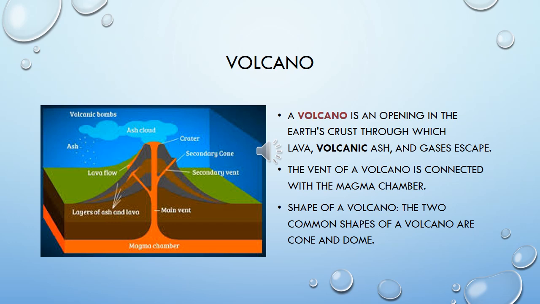Ash is also shown, a cloud is shown, and you can see a cloud during the volcanic eruption, that is called ash cloud, or we call it volcanic forms. Layers of ash and lava are also shown, and at one place from the crater downwards you can see that orange color thing is flowing, that is lava. So that is why it is written lava flow.